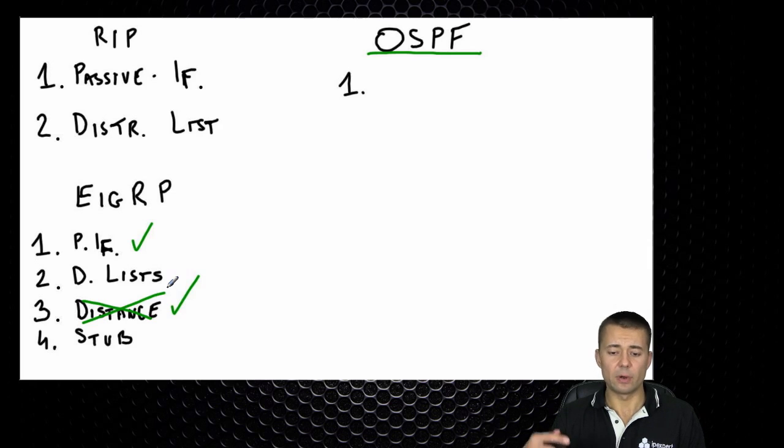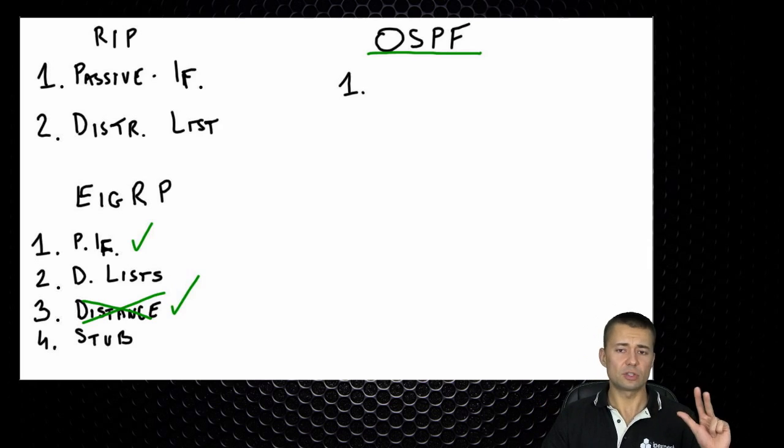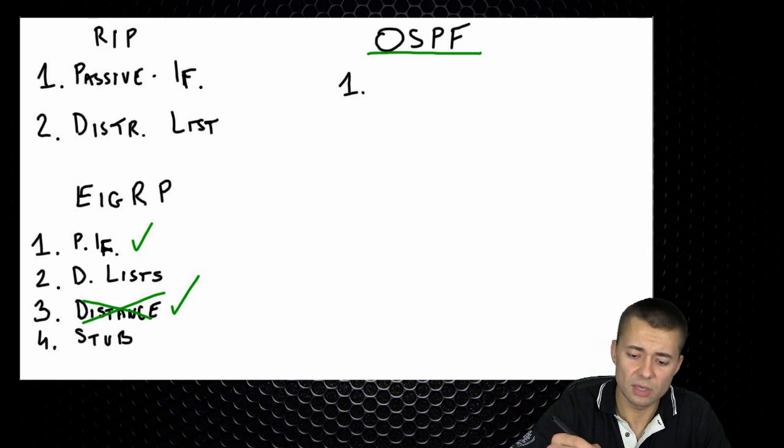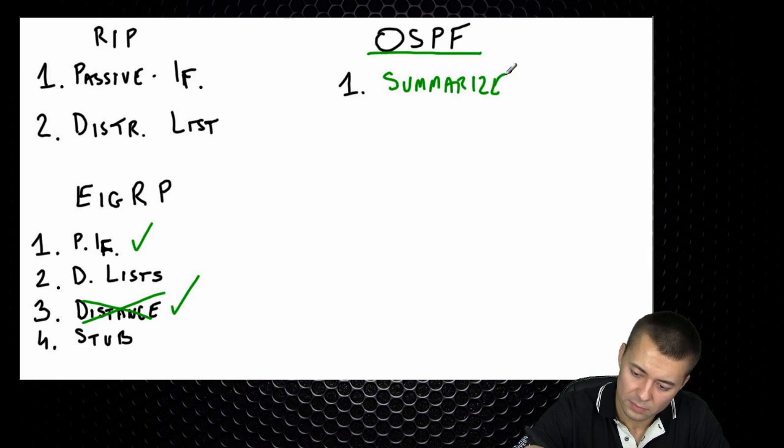What else are we going to have here? We will have three additional methods, unique to OSPF. One is going to be to use the summarization with the not advertise option.